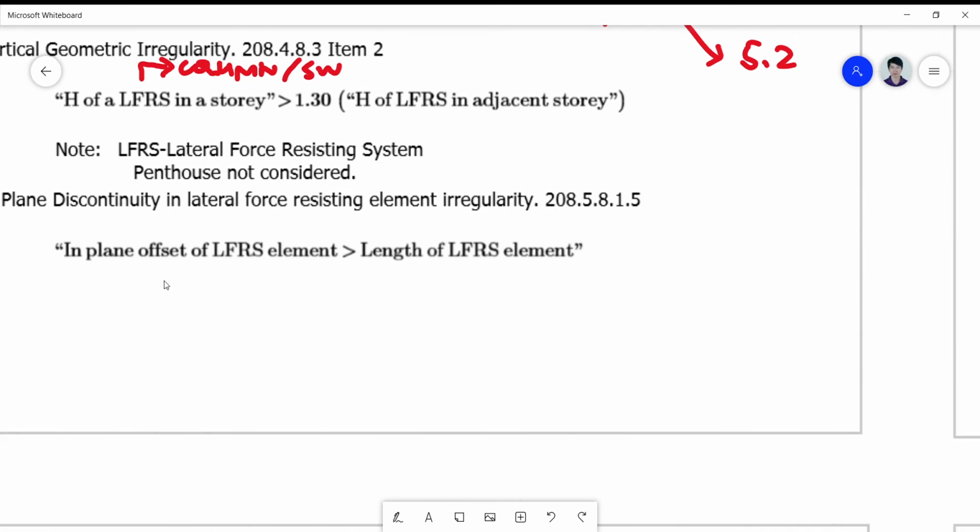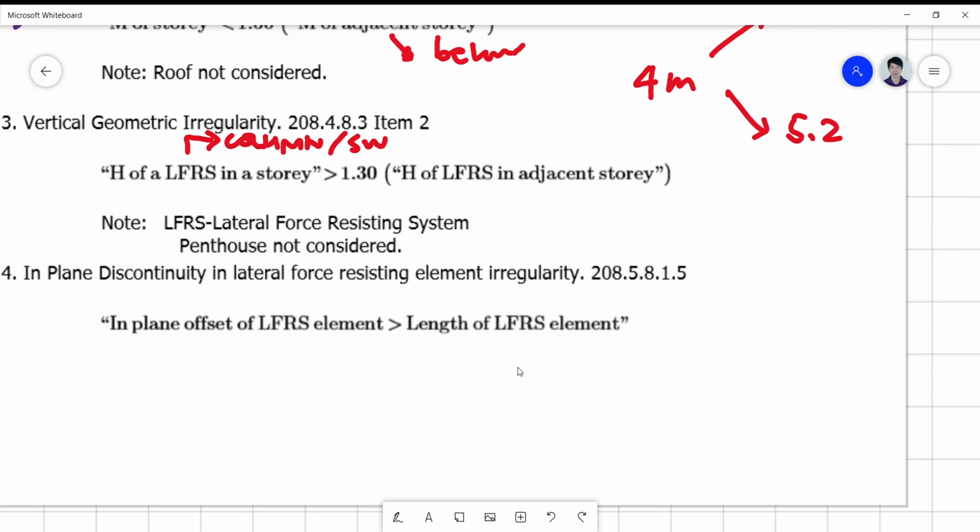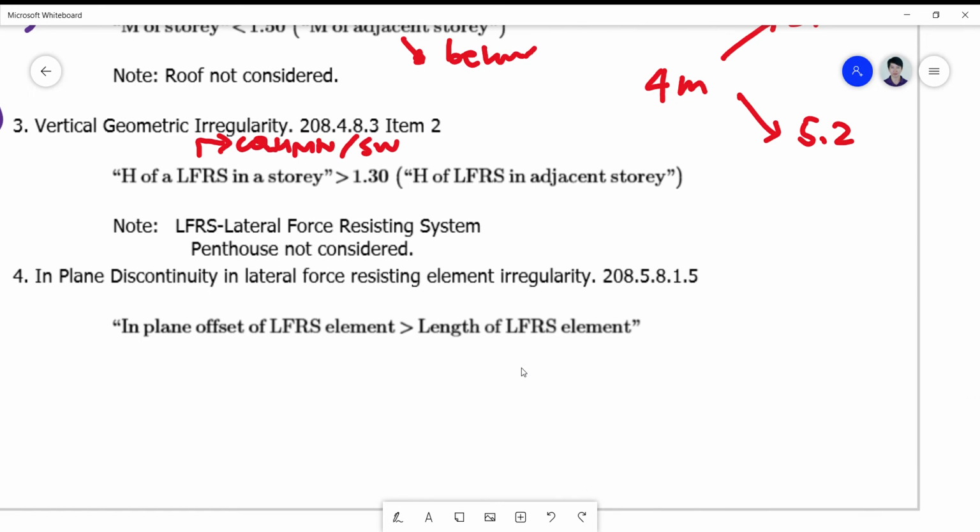Okay, the in-plane offset of LFRS must not be greater than the length of the LFRS. I'd like to remind you, class, that these conditions that I set forth here in my lecture simply state that if this is satisfied, then you have an irregularity. If it is not satisfied, then you are safe. Okay?